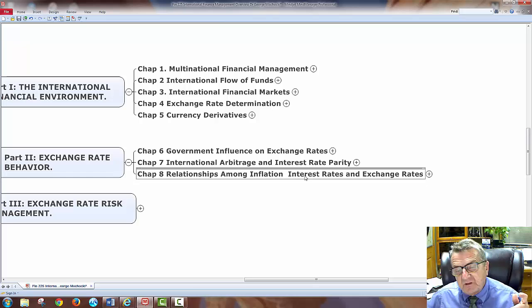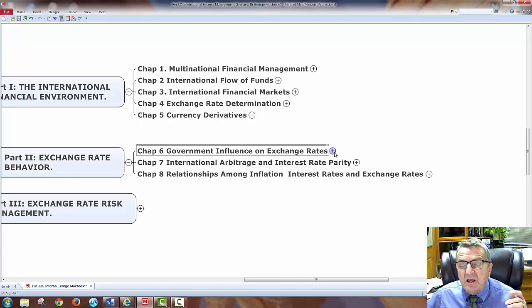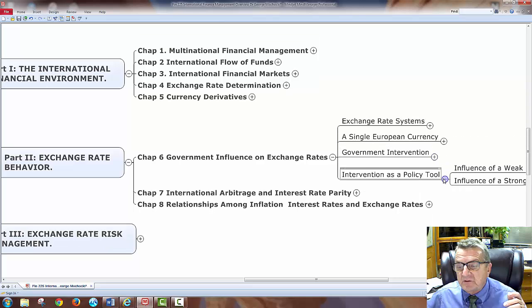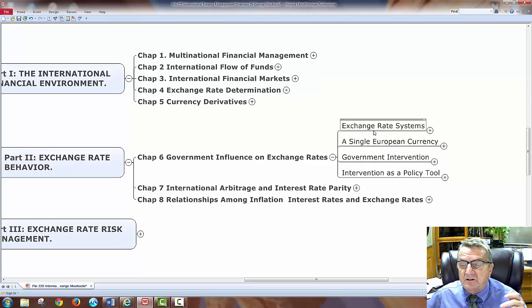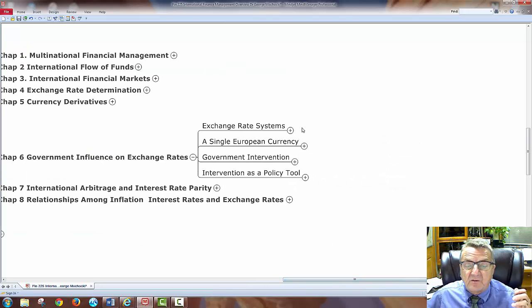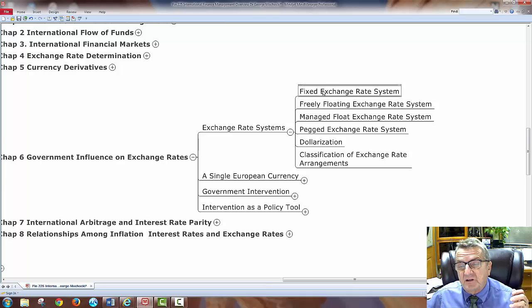A relationship among inflation, interest rates, and exchange rates. And on this one here, I'm looking at different exchange rates, government intervention, exchange rate systems, the single European currency, how does that work with the Eurozone? All right, government intervention as a policy tool. When does the government intervene? The government intervenes a lot.